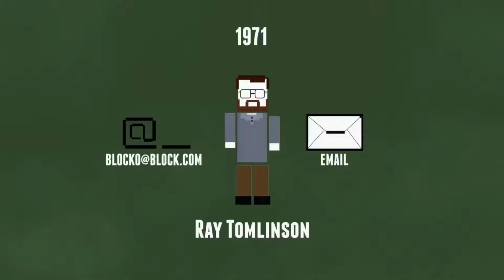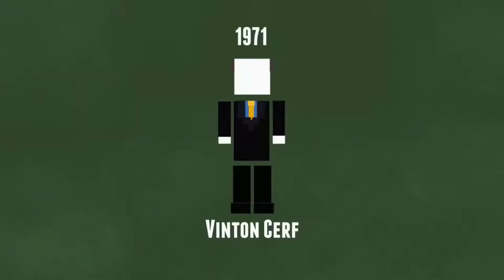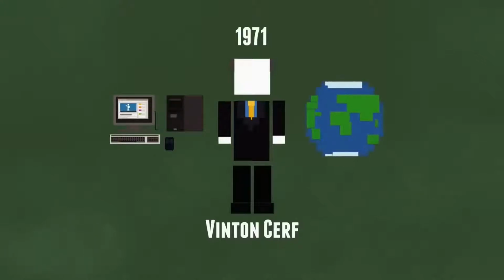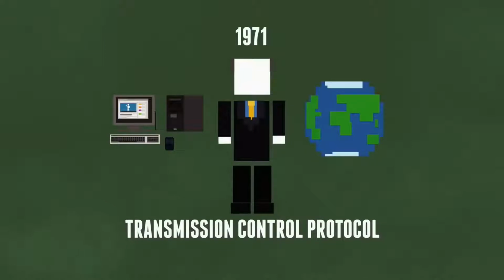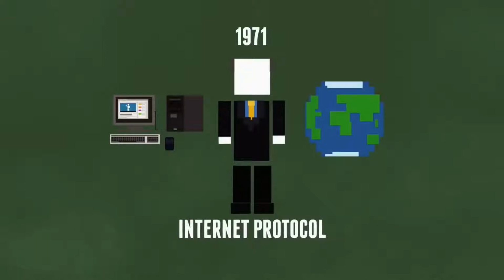With all of the networks floating around, there needed to be a way for all of the computers on them to communicate with other networks. This is where a computer scientist named Vinton Cerf comes in. He invented a way to introduce computers across the globe to each other in a virtual space. This invention was called Transmission Control Protocol, or TCP, which was followed by Internet Protocol, or IP.